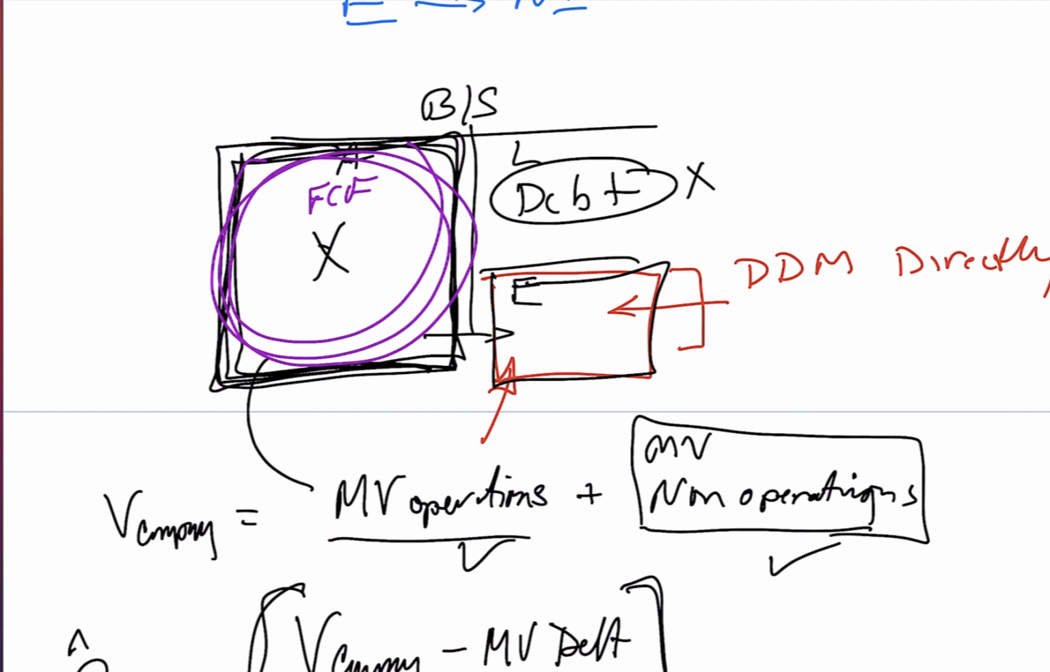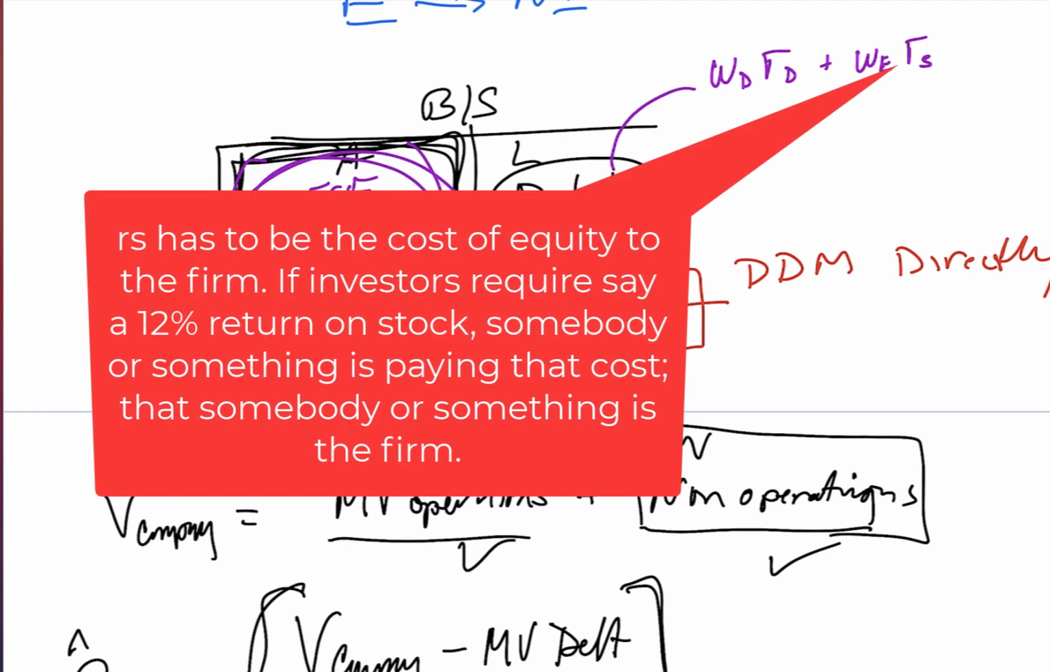And the discount rate is going to be a weighted average of the cost of debt. We have a weight D, and we're going to multiply it by RD, the cost of debt, like the yield to maturity on the company's debt. And then we're going to take the weight of equity and multiply it by the cost of equity, which is the required rate of return.